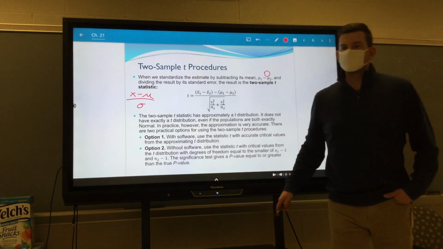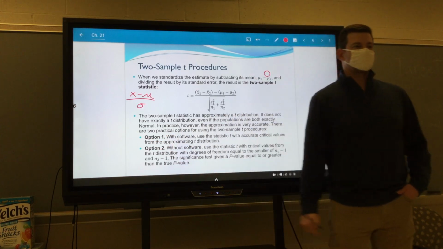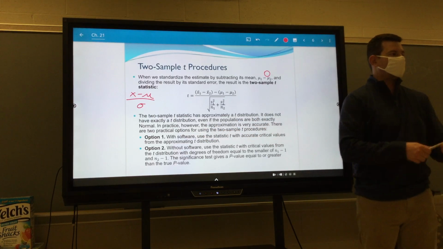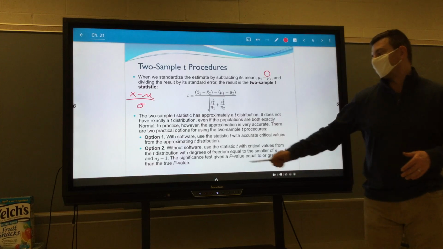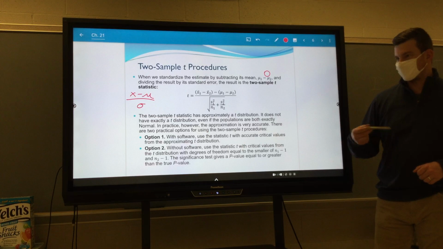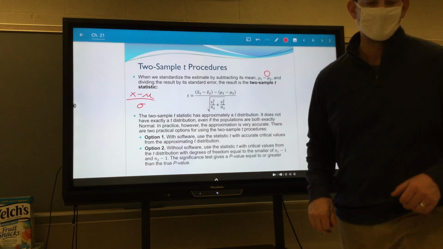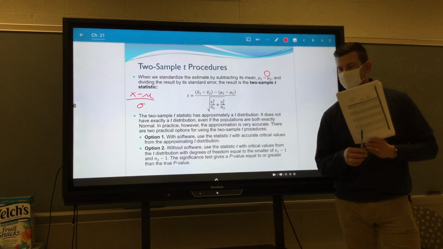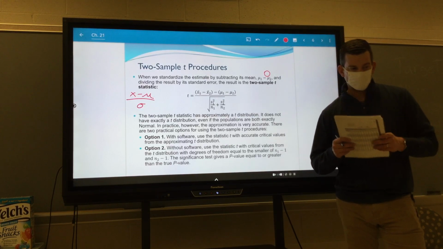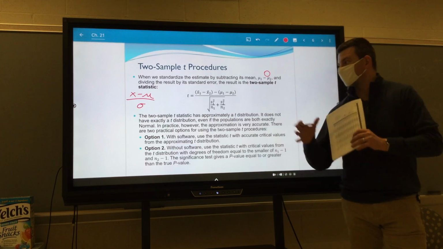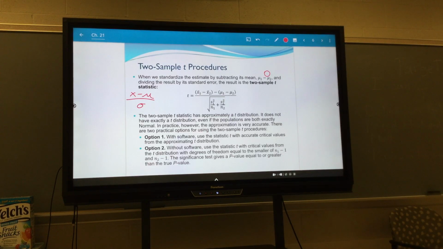Now, over the next few slides, you're going to see option 1 versus option 2. Option 1 is using software, technology, either the calculator or GeoGebra. Option 2 is doing the calculations by hand and using the table, which I'm going to explain a little bit more about today, because I think some people were having some questions, but I think that will show you that it's more complicated than just using the calculator. So we'll get into that in just a moment.